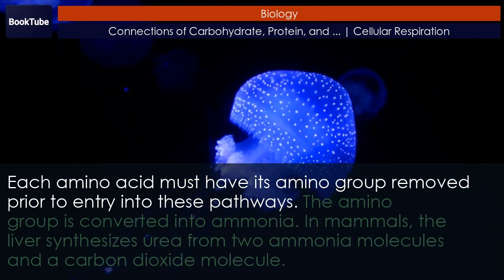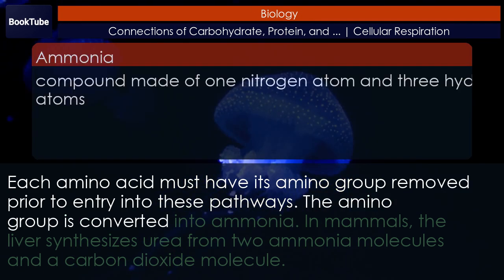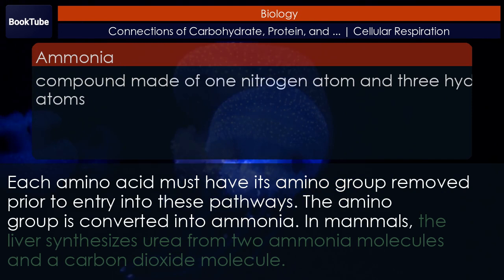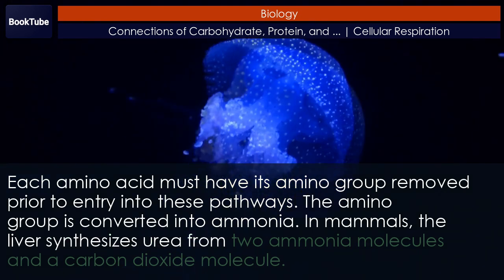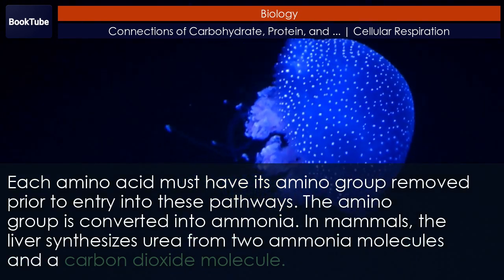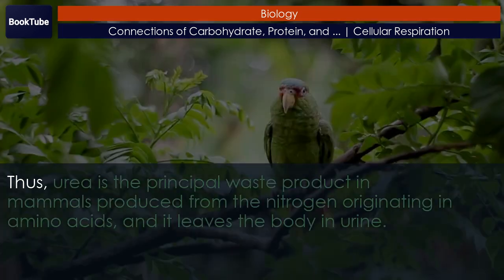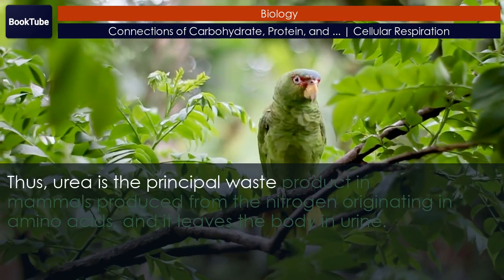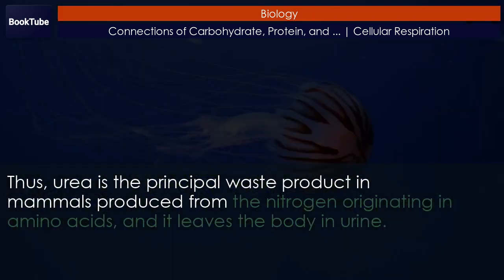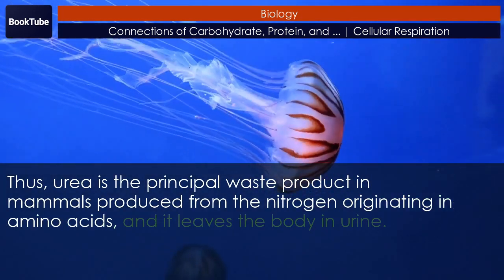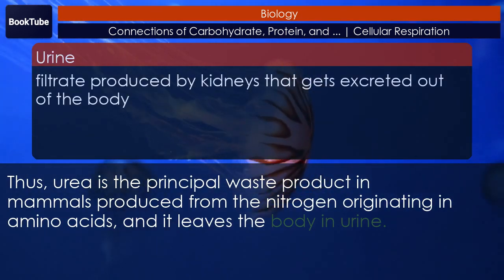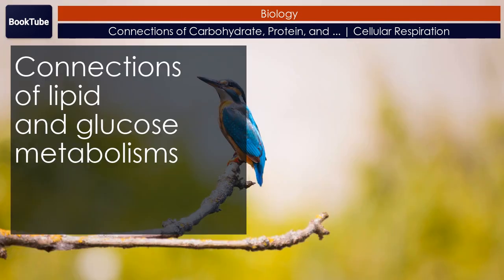The amino group is converted into ammonia. In mammals, the liver synthesizes urea from 2 ammonia molecules and a carbon dioxide molecule. Thus, urea is the principal waste product in mammals produced from the nitrogen originating in amino acids, and it leaves the body in urine. Connections of lipid and glucose metabolisms.